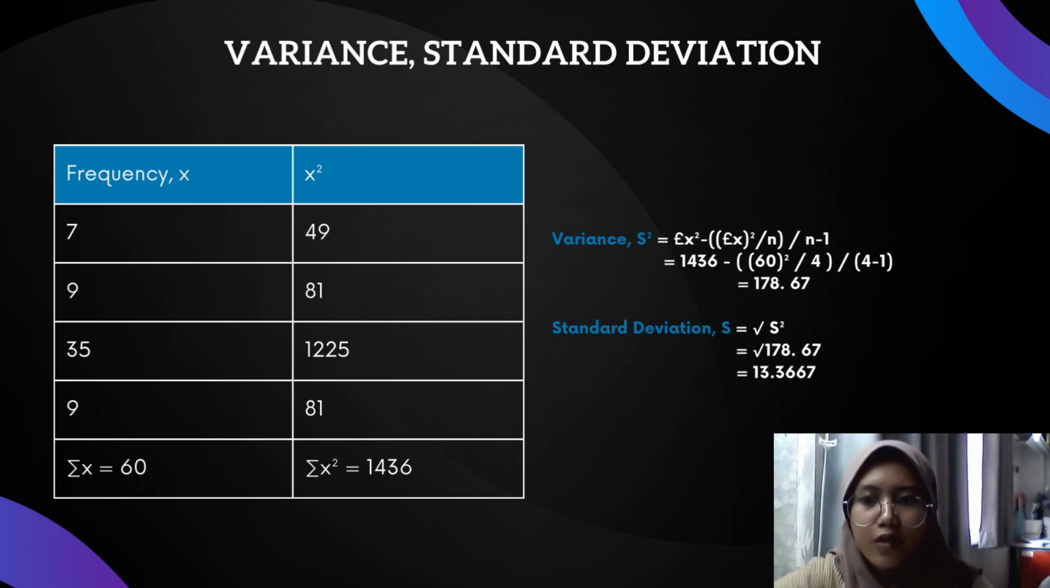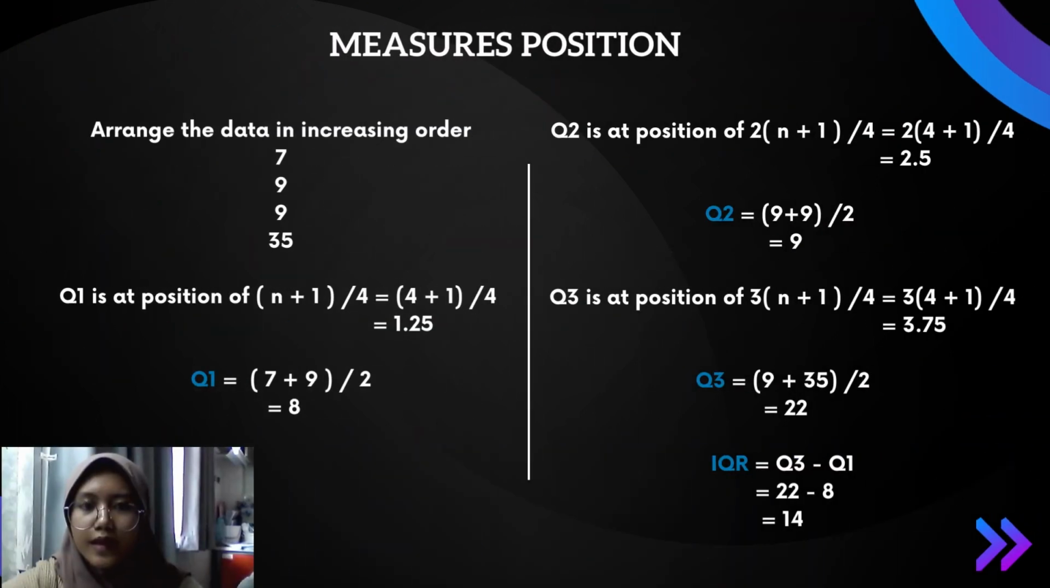After we calculate the variance, we continue with the standard deviation. The standard deviation is the square root of the variance. For this question, the standard deviation is 13.37. Next, we calculate the measure of position, which is the quartile.